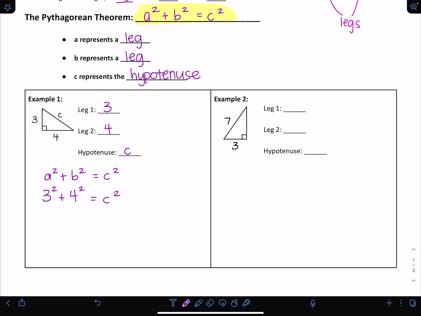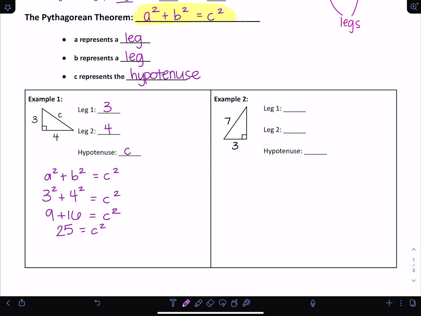We can simplify 3 squared, type it into your calculator, or maybe you just know it. 3 squared is 9, plus 4 squared. 4 squared, or 4 times 4, is 16. And that is equal to c squared. Then we can clean up 9 plus 16, type it into your calculator, or figure it out in your head. That turns into 25. So now we have 25 equals c squared.